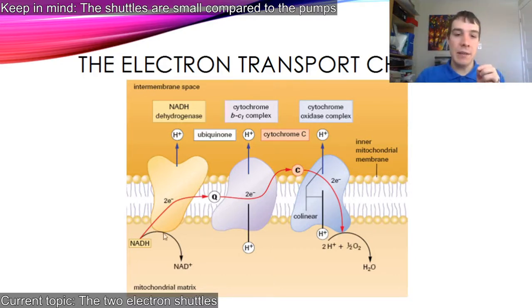These guys are big because they have to have these channels for the protons to go up. They have to have a series of molecules to slowly bring up the hydrogen ions. We'll see that later. But these guys just have to grab electrons and push them over. So ubiquinone and cytochromes here are these small molecules that bring stuff over.